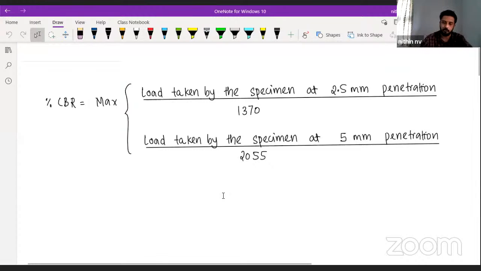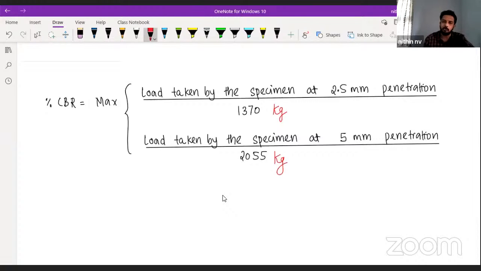This is how we are going to calculate the CBR value. If they are giving questions like this, the load taken by the specimen corresponding to 2.5 millimeter penetration, we'll divide by 1370. Similarly, for 5 mm, we will divide by 2500. The most important thing: this 1370 is in kilogram, this also is in kilogram. These are the standard loads corresponding to 2.5 and 5 mm.